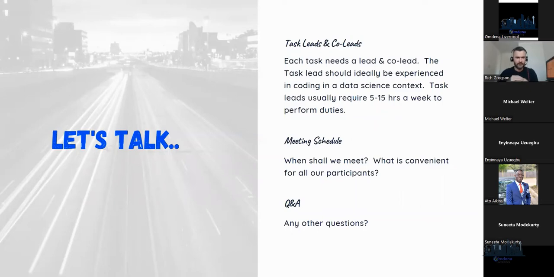I think the last question: how many co-leads would there be per task? For week 1 and 2, we will have 1. And then there's going to be a separate task lead for 3, 4, and 5. So that's 1 for each task after week 3.